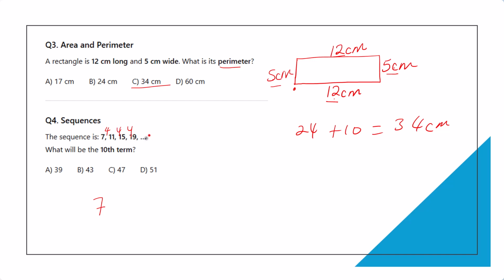So if you add 4 to 19, you get 23. Add 4, you get 27. Add 4, you get 31. Add 4, you get 35. Then 39. Add 4 again, that will give you 43. Add 4 again, that's going to give you 47, and so on. So you carry on until the 10th number. So 1, 2, 3, 4, 5, 6, 7, 8, 9, 10. So 43 is the 10th term, the 10th number. Okay? So that's how to do that.